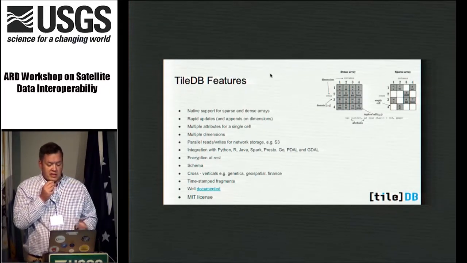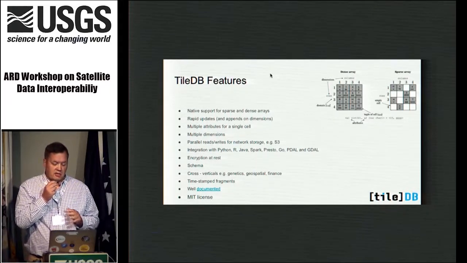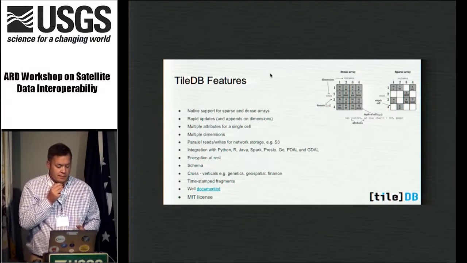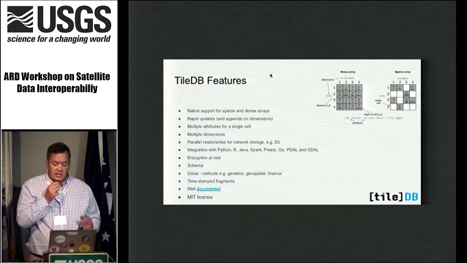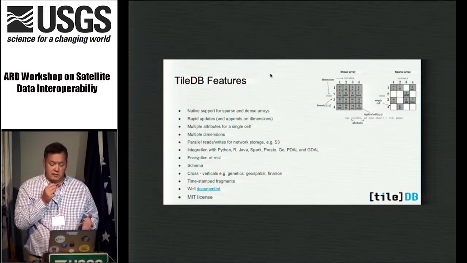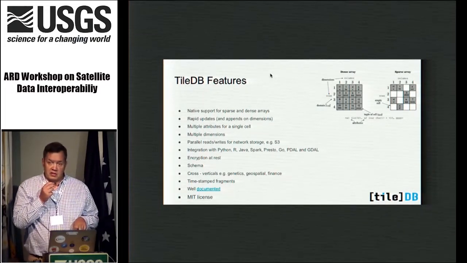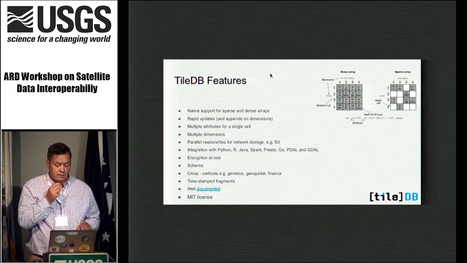We do parallel reads and writes for network storage, and to do that, we have a concept of a schema. So you create your schema for TileDB, and then you can go and write from multiple nodes to that particular array that is defined by that schema. In a way to improve adoption within the community, we have good APIs with Python, R, Java, Spark, Presto, Go. And particularly within geospatial, we've been writing format drivers for both PDAL, which is a LiDAR abstraction library, and GDAL, which I think you're all familiar with.